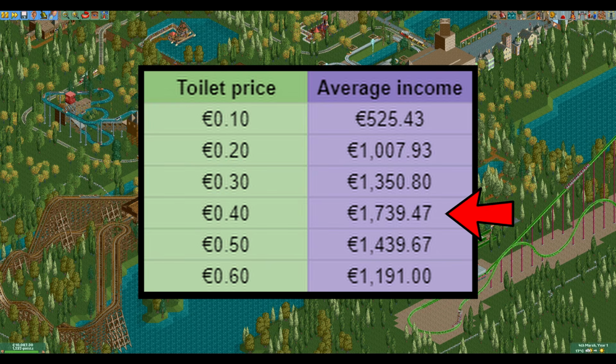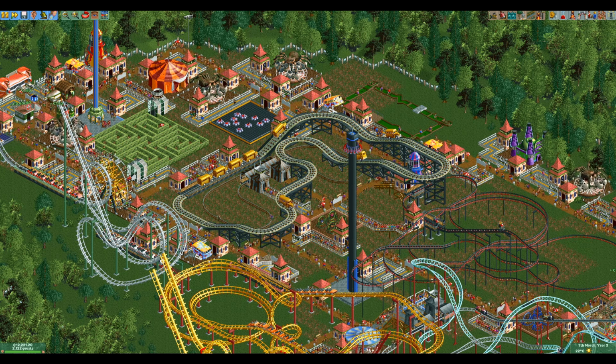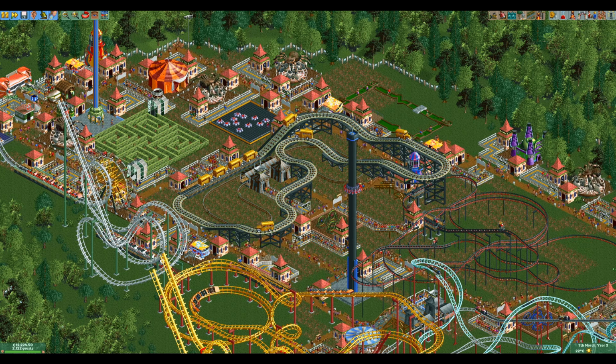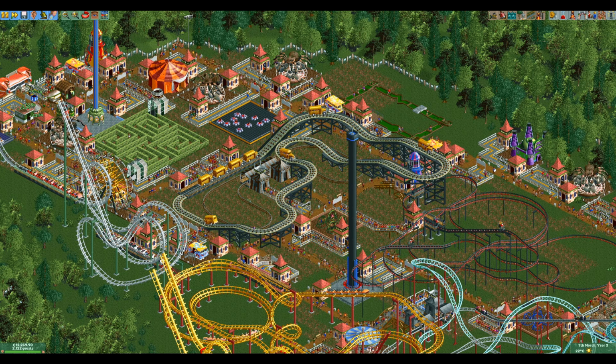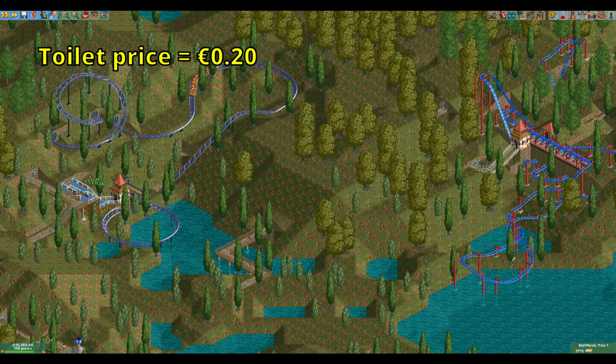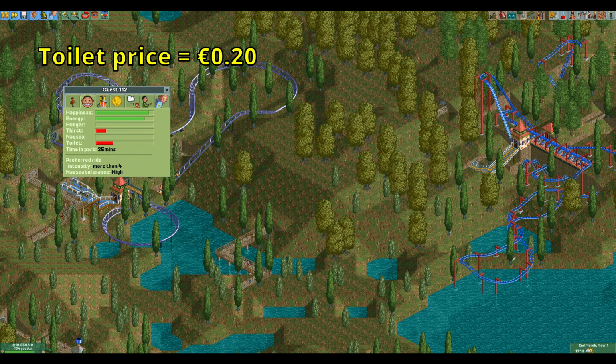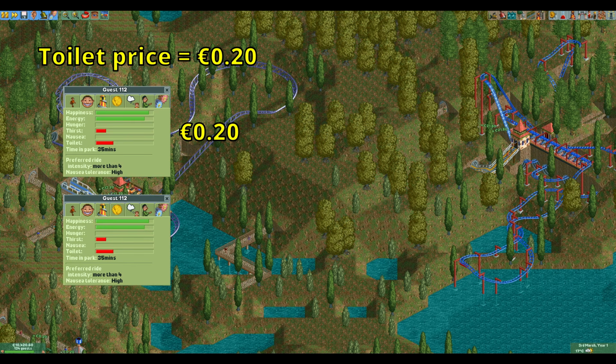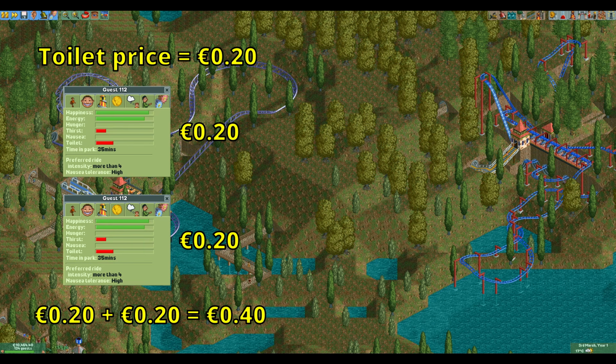This is not in line with the calculations from earlier. What could be the cause of this difference? I think the main cause is that guests that don't go because it's too expensive don't lose their toilet value. Let me explain. Let's say we charge 20 cents. As soon as a guest has a toilet value of 80, they go to the toilet and we have made 20 cents. A while later the toilet value has reached 80 again and we make another 20 cents. In total we have now made 40 cents.